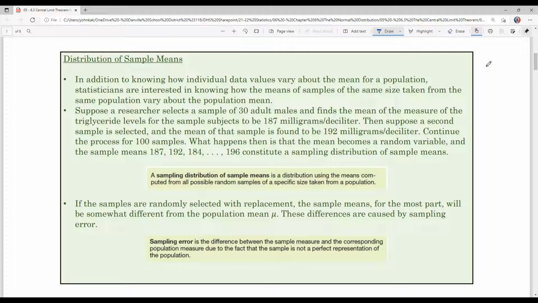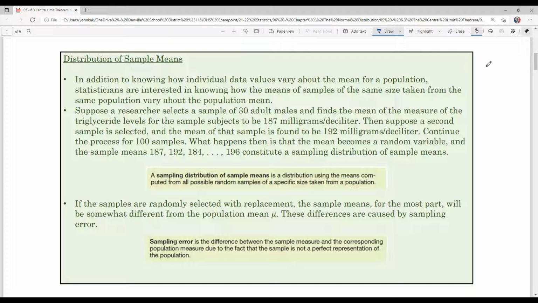So if you have the entire population of adult males and you take a sample of 30 and you find the mean triglyceride level, you could get 187. You pick another sample of 30 and find the mean triglyceride level, you could get 192. So if you try all these different samples of 30 and do it 100 times, you've now got a sampling distribution of sample means.